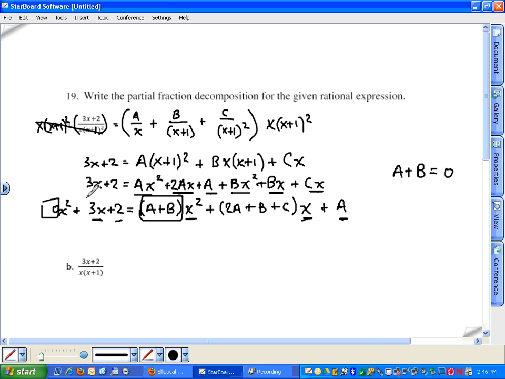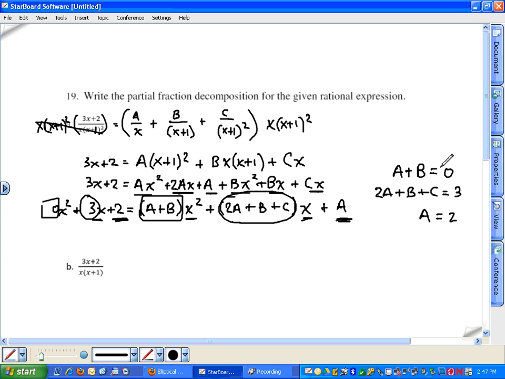The coefficient of the linear term is 3. The coefficient of this linear term is 2a plus b plus c. So we conclude that 2a plus b plus c is equal to 3. Now the constant 2 is equal to the constant over here, which is a. So we say that a is equal to 2.